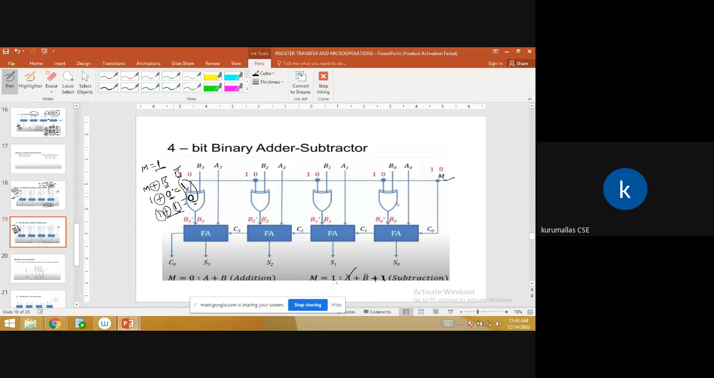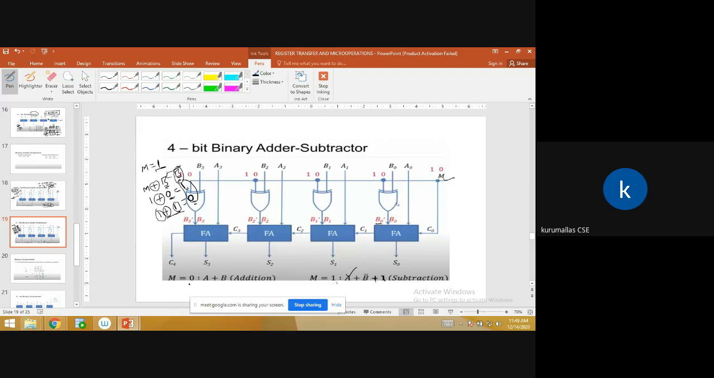If you see, the b value 0 1 gives b bar value 1 0. By seeing this, what you can understand is that this is the complement of b. Next a is there, next the c naught, whatever the m value is, is sent to the c naught, so that a plus b dash plus 1, this is the subtractor.